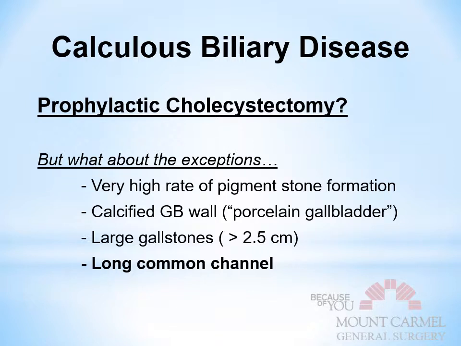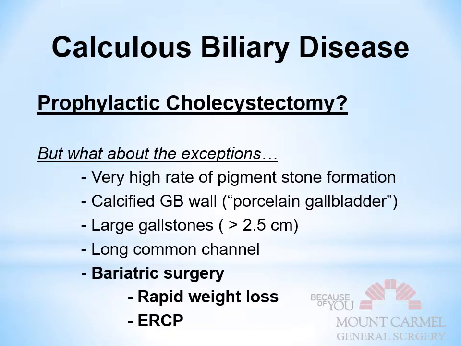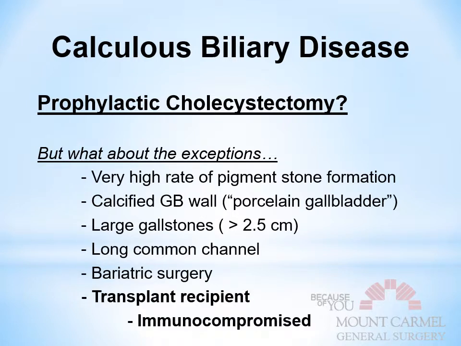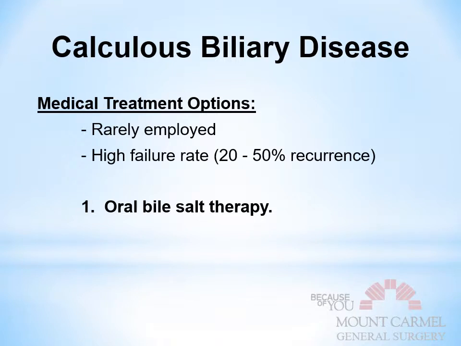Also, if the patients have a long common channel, and that's where the pancreatic and cystic channels come together, you tend to have a much higher risk of choledocholithiasis. And then in those undergoing bariatric surgery, where the rapid weight loss causes essentially chaos to the biliary tree and biliary system, and it also makes it, notably in a situation of a Roux-en-Y, very difficult to do an ERCP. And then transplant recipients, because they're immunocompromised, are at very high risk of having a significant event down the road that is gallbladder induced, and if they do have any sort of gallbladder issue, it's going to be serious, so we might as well take care of it now.